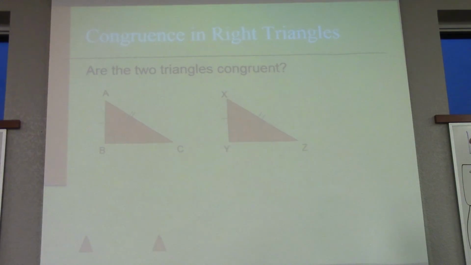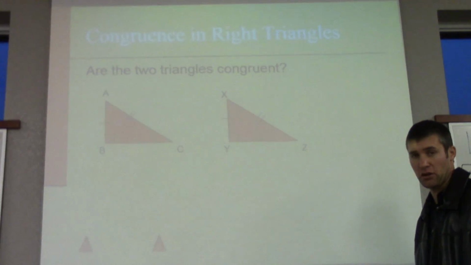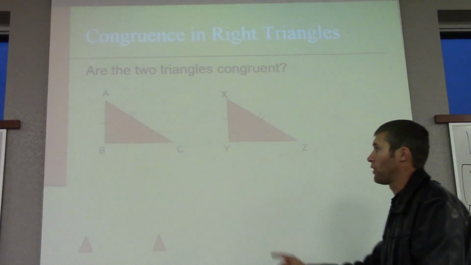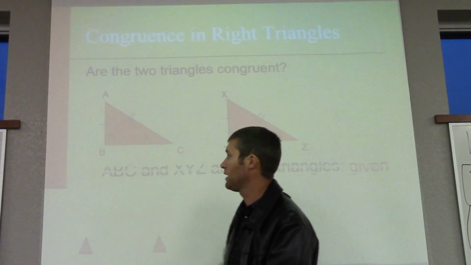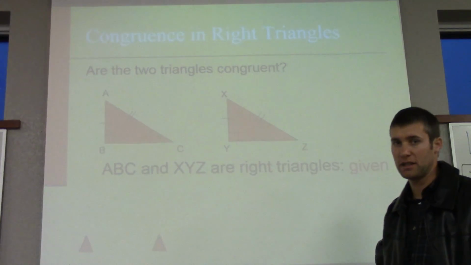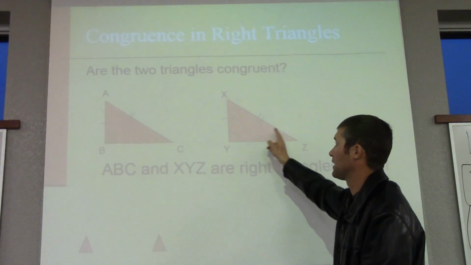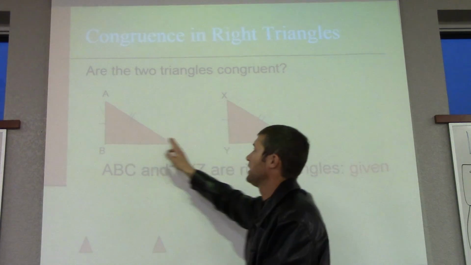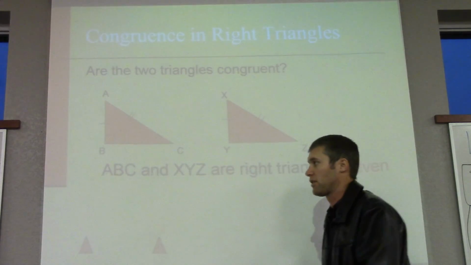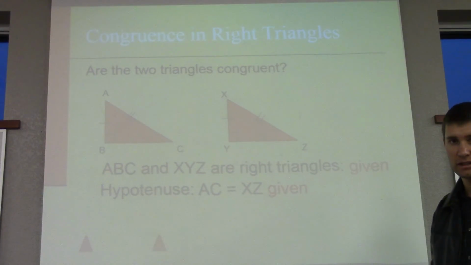So then we come here, are these two triangles congruent? Well, we're going to go through a proof. So first of all, do we have a right angle? Yeah, we have a right angle. How do we know that? It's given to us. Next, do we have the hypotenuse? So you look at it. The hypotenuse is XZ, the hypotenuse is AC. Are they equal? Yes, it's given to us.